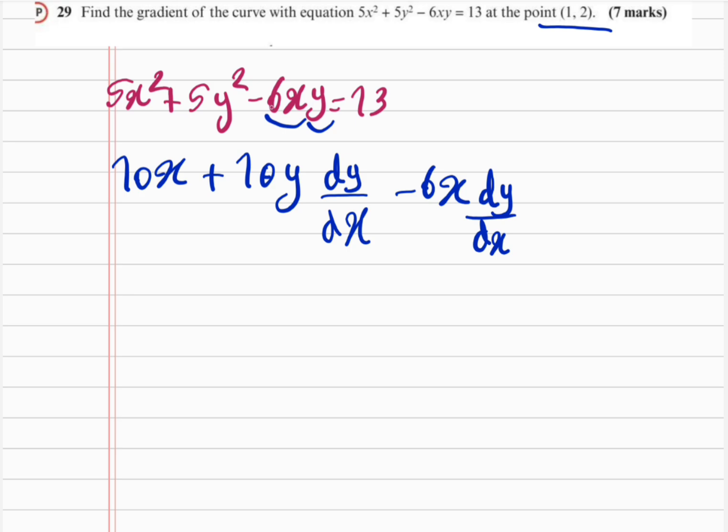Now we differentiate the first function times the second function. Minus 6x differentiates to minus 6, times y, and then 13 differentiates to 0.